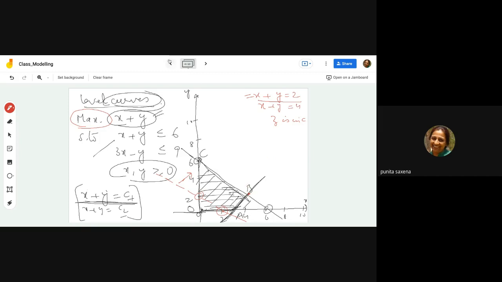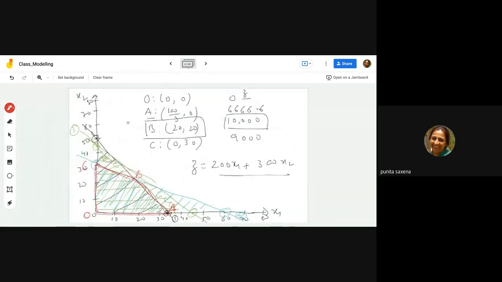Like in the earlier problem, if you move the line in this direction, you will end up leaving the feasible region at this point, which is 20, 20. Beyond that, maybe the value of z will increase, but you will cross the feasible region, so no point. And if you remain inside, then there is scope of improvement in the value of z. Am I clear or not?